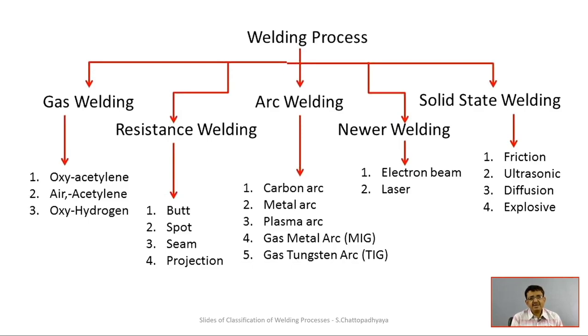Then arc welding is divided into carbon arc, metal arc, plasma arc, gas metal arc, known as MIG, gas metal arc welding, and gas tungsten arc, that is TIG, gas tungsten arc welding. All of these depend on the arc, and that way they are subdivided. A very new welding process is electron beam welding, and laser. Electron beam welding is done in a vacuum chamber, a very new sophisticated process for precise welding, but the problem is that it must be in the vacuum chamber.